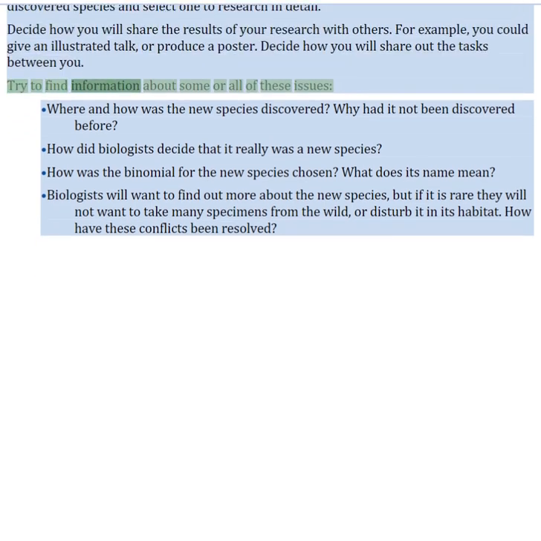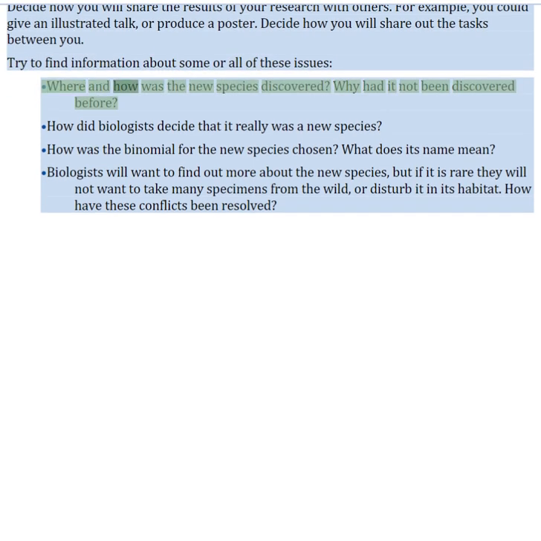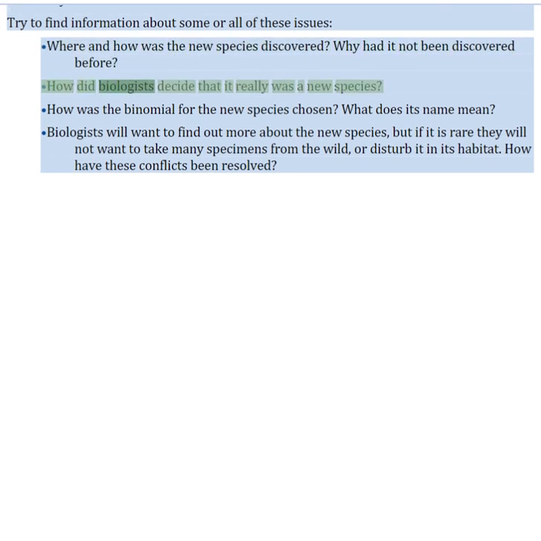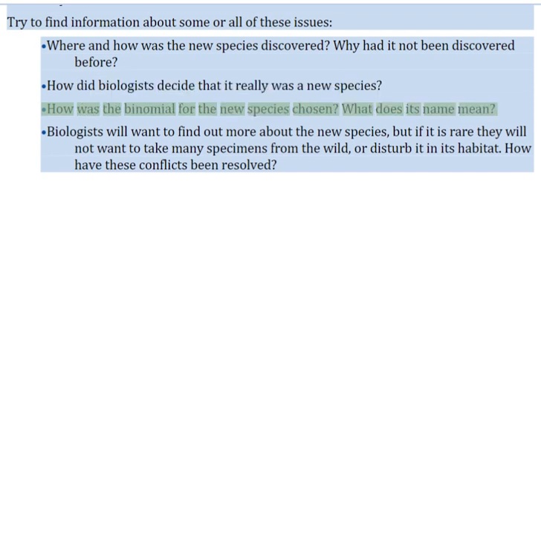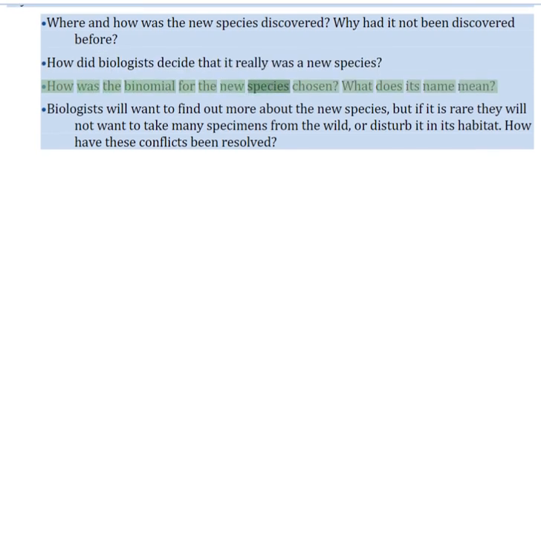Try to find information about some or all of these issues. Where and how was the new species discovered? Why had it not been discovered before? How did biologists decide that it really was a new species? How was the binomial for the new species chosen? What does its name mean?